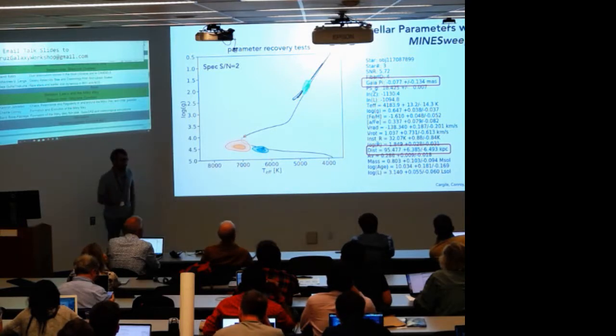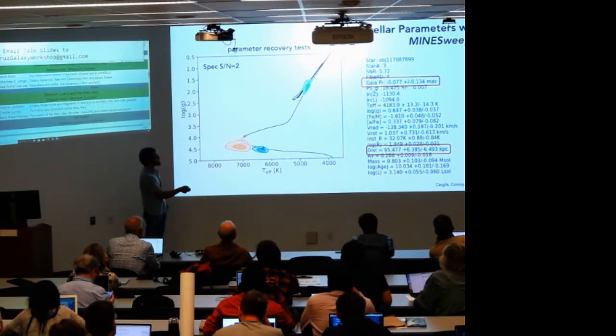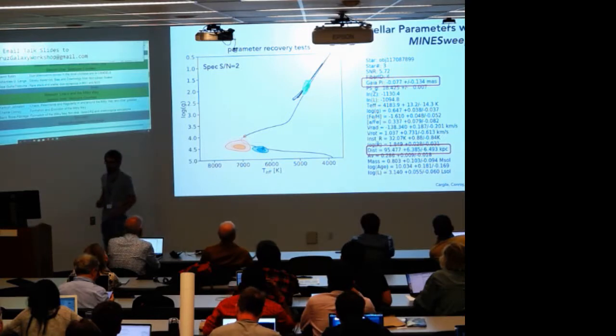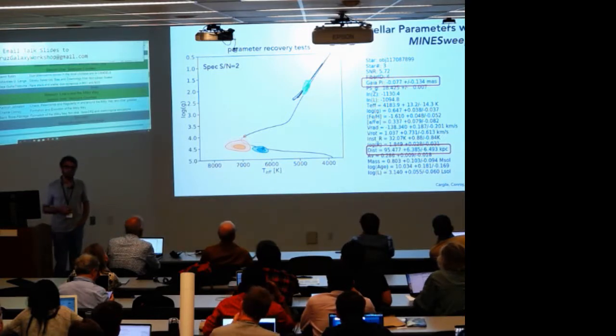So the basic idea here is if you can measure a surface gravity and a temperature and place the star on an isochrone, then you can read off the luminosity, and the difference between the flux and luminosity gives you the distance. So that's how this is done for stars with noisy parallaxes.